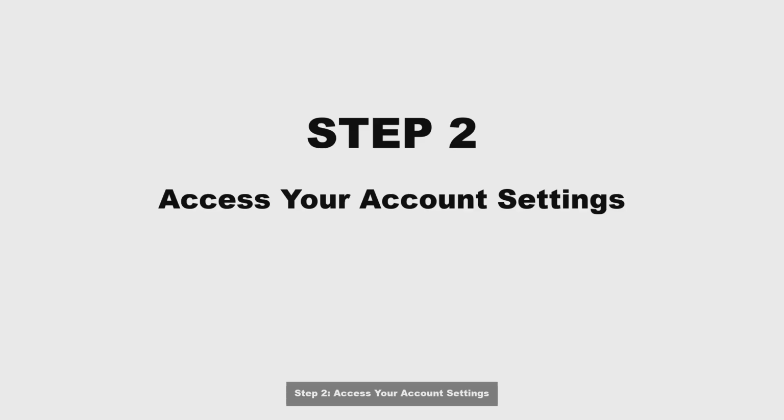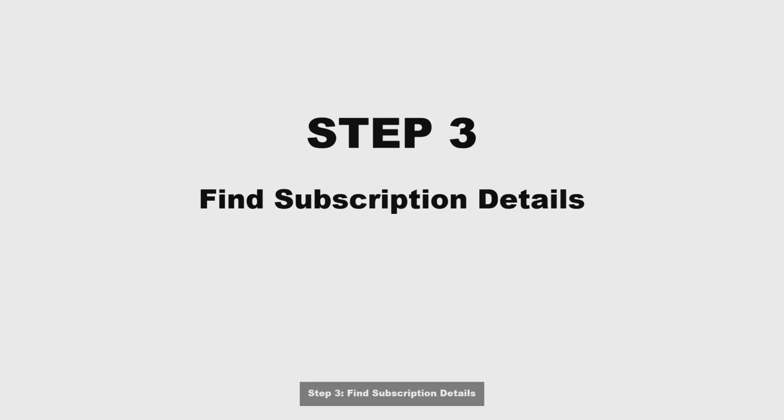Step 2. Access your account settings. Once logged in, navigate to your account settings. This is usually found by clicking on your profile icon or name in the upper right corner of the home page. Step 3. Find subscription details. In the Account Settings menu, look for a section labeled Subscriptions or Memberships. Click on this section to view your current subscriptions and their details.